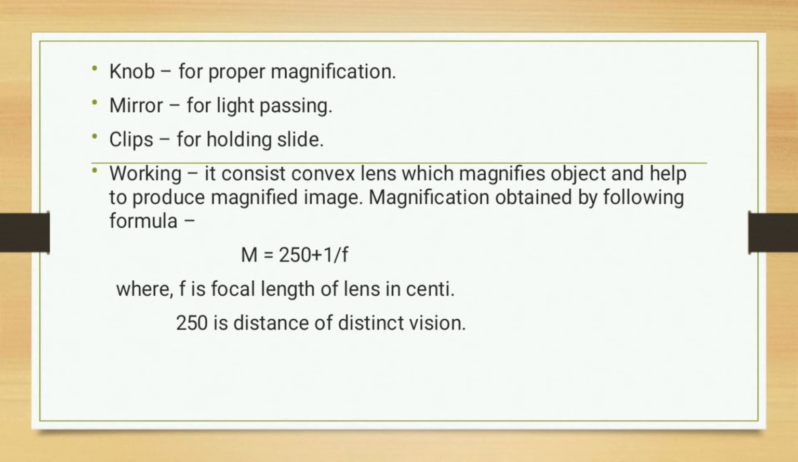This microscope works as follows: it consists of a convex lens which magnifies the object and helps to produce a magnified image. Magnification is obtained by the formula, capital M is equal to 250 by f plus 1. Here small f is the focal length of the lens in centimeters, and 250 is the distance of distinct vision.